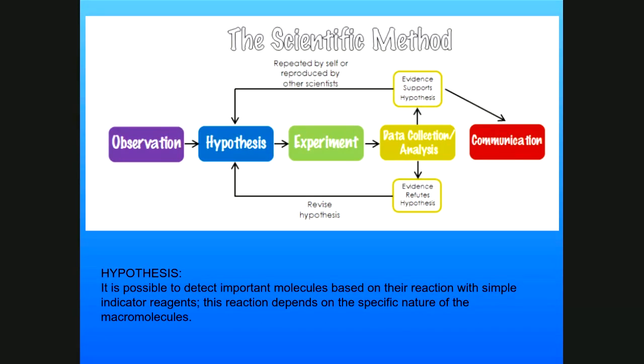What we're going to do, we have a hypothesis. Our hypothesis is that it is possible to detect important molecules based on their reaction with simple indicator reagents. I talked in the lecture about the indicator reagents and how they work. I also talked about the macromolecules in the lecture part, and we're going to explore these macromolecules further now.